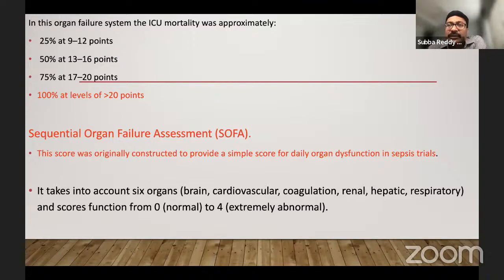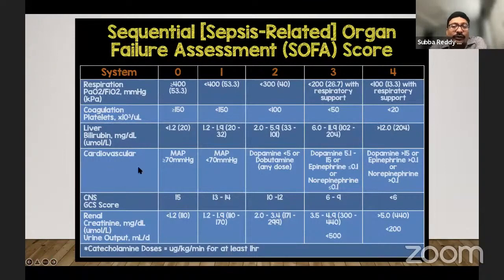You might have seen the recent trials for the extracorporeal blood purification therapies, like CytoSorb therapies. So when to use the CytoSorb filter, and for all these studies, they have taken the SOFA score. It takes into account 6 organs, as I told in the previous slide: brain, cardiovascular, coagulation, renal, hepatic, respiratory, and scores from 0 to 4, that is normal to extremely abnormal. So this is the SOFA score, which is very, very important. You need to remember and write it in your exam. So respiration, PaO2 by FiO2 ratio, if it is more than 400, 0.